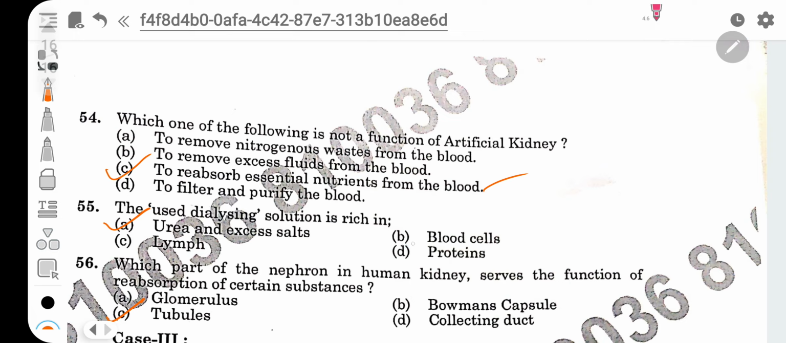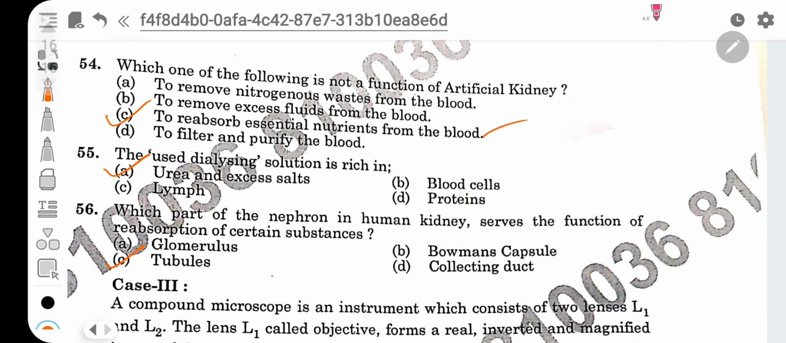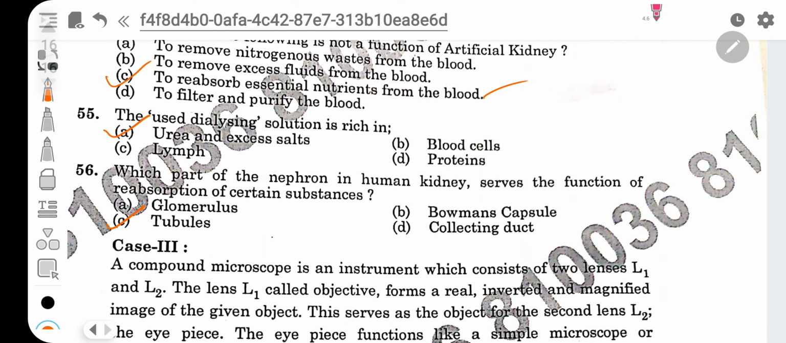The used dialysing solution is rich in what? As it is used, I think the urea and excess salt will be more, because the kidney's function is to excrete the urea and excess salt. So the used dialysing solution would be rich in urea and excess salt. Which part of the nephron in a human kidney serves the function of reabsorption? I just told, it is the tubule, and to be more specific, it is the proximal convoluted tubule.